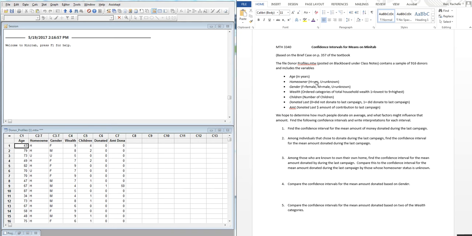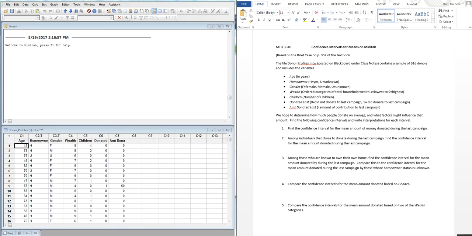It's important to notice that I have a lot of categorical variables floating around here and some numerical variables as well. So we've got a good amount of interaction here. I wonder what's really going on. Let's investigate. So what we hope to do here is figure out how much people donate on average and what factors might influence those donation amounts. So the following confidence intervals we're going to write, and then we're going to interpret them.